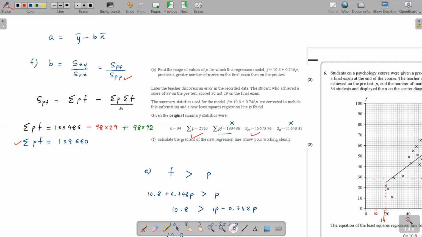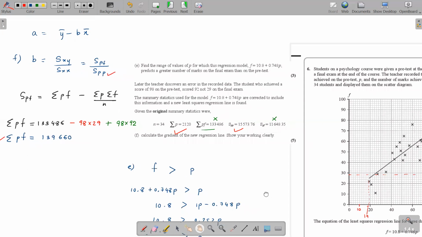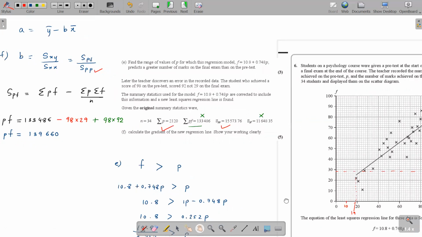Then to find SPF, my sigma PF is now corrected. Who else do I need? Sigma P, do I need to correct? No, sigma P is correct. Then what about sigma F? Sigma F is when you add all the final marks. So is my sigma F value correct? No, right? Because for sigma F, we have added that wrong value 29. So from the sigma F value I have, I have to subtract the wrong value 29 and add the new value 92. So do we have the sigma F value anywhere in this question?